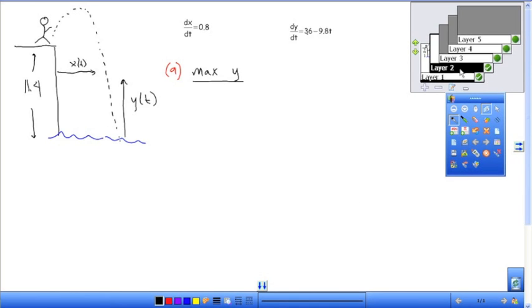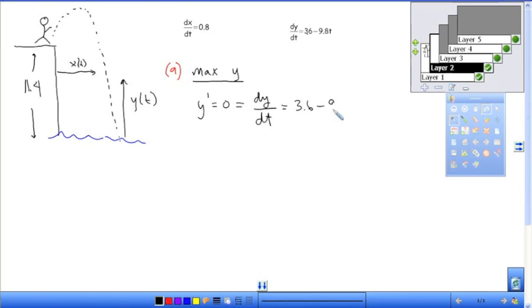Okay, so let's take a look at part A. Part A says find the maximum vertical distance from the water surface to the diver's shoulders. This is a maximum y value. In order to find a maximum y value, we're going to need to take the derivative of y and set that equal to 0. The nice thing about this problem is we already know the derivative of y, dy/dt. We know that dy/dt is 3.6 minus 9.8t.